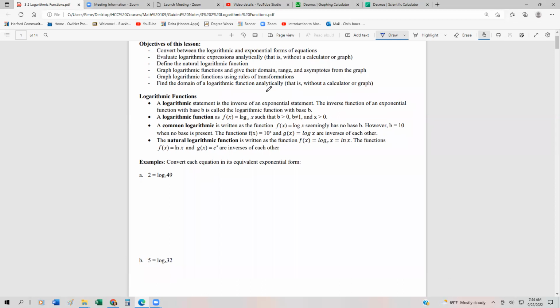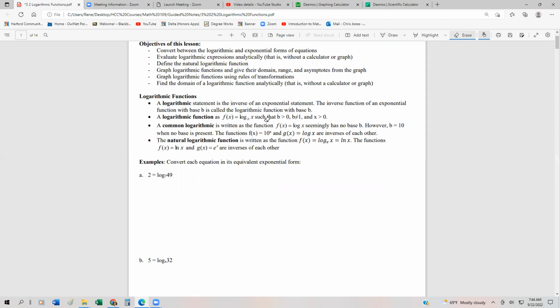So let's set some basic rules for logarithms. A logarithmic statement is the inverse of an exponential statement. And the inverse of an exponential function with base b is called a logarithmic function with base b. So this is what we're going to be looking at throughout this video series. All right, so f of x equals log base b of x.